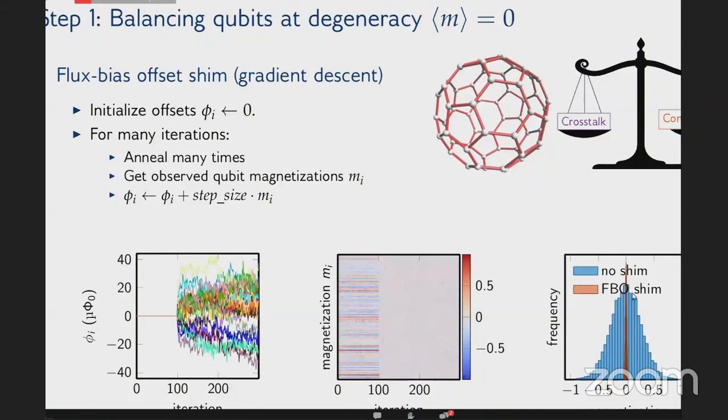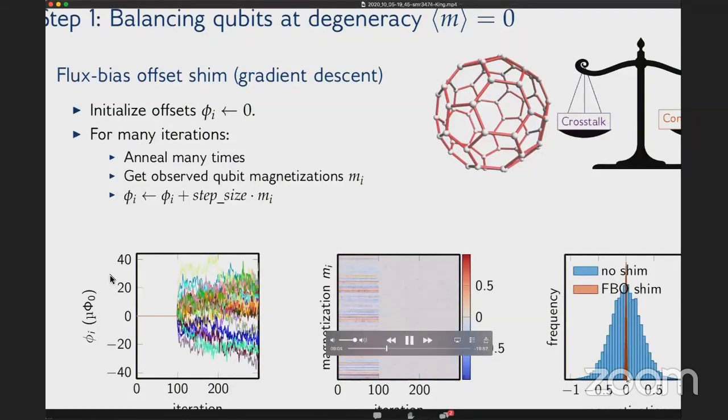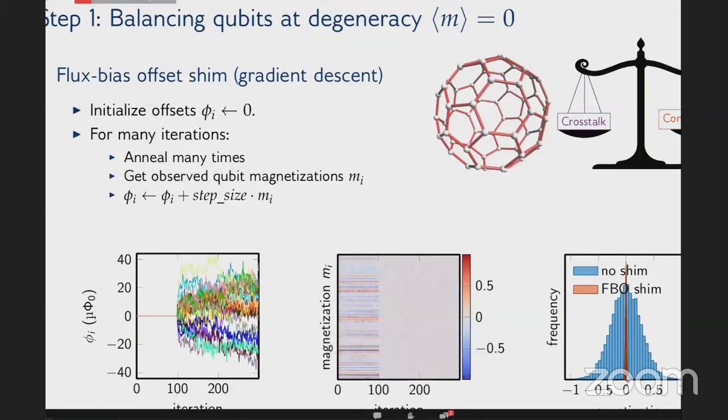This is all the qubits that we're working with, 2,500 qubits. And we expect these all to be 0, and they're really spread out all over the place without the flux bias offset shim. And once we balance them with the flux bias offset shim, we get a really tight distribution. And this variance is essentially just statistical. If we continue doing this, we're going to get a tighter and tighter distribution, which basically becomes a delta function. So that's great. This makes our simulated degenerate system much more degenerate, and therefore we can observe quantum effects much more easily.